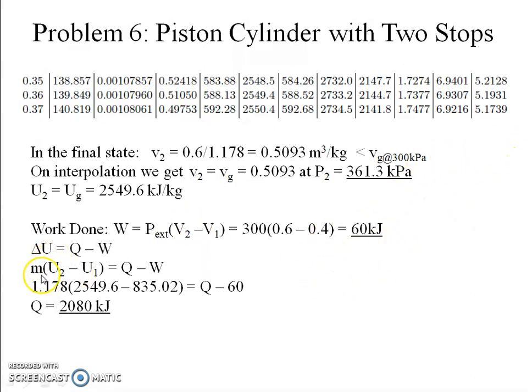Now I will just plug in all the values which we have calculated: m as 1.178, U2 is 2549.6, U1 we had seen was 835.02, and that is equal to Q minus 60. So I am now calculating the heat which needs to be transferred in order to carry out this process.